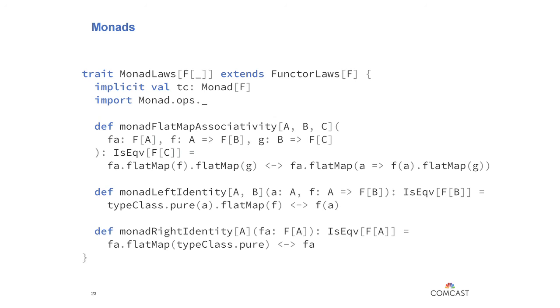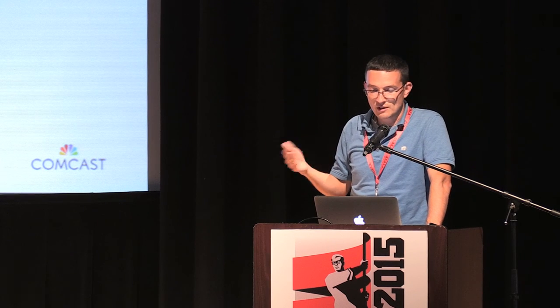We're going to see a lot more laws for type classes. These are the monad laws as implemented in this framework. And we're also going to use inheritance here to model the relationship between the monad laws and the functor laws. And so we have 3 laws. We have an associativity law and then 2 identity laws, a left and right identity.